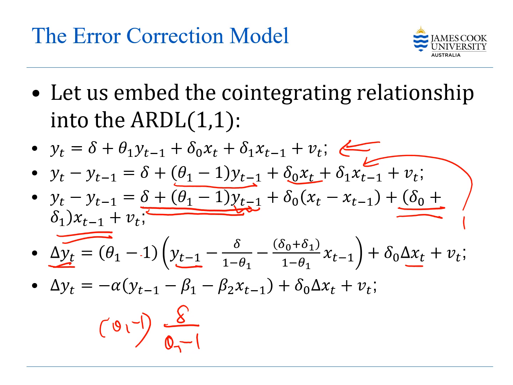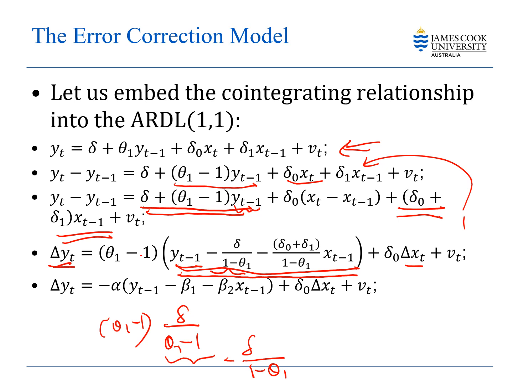And this is equal to negative delta divided by 1 minus theta 1. So we get this term. That's where this term comes from. For xt minus 1, we get delta 0 plus delta 1 divided by theta 1 minus 1, and that's the same as, pulling the minus sign to the front, minus divided by 1 minus theta 1. We get this.